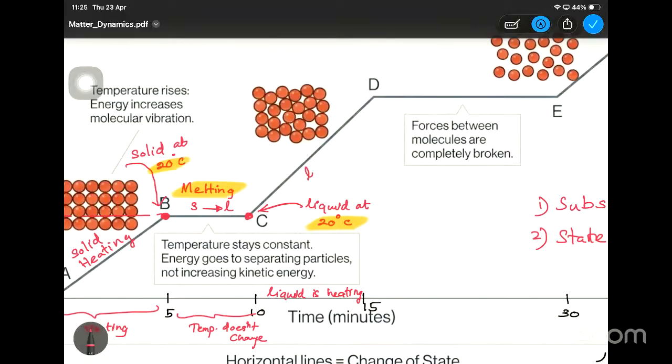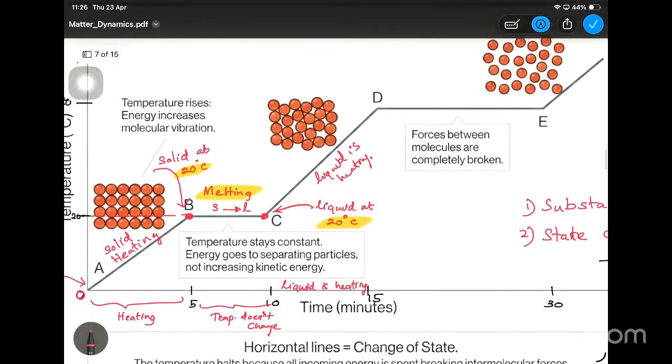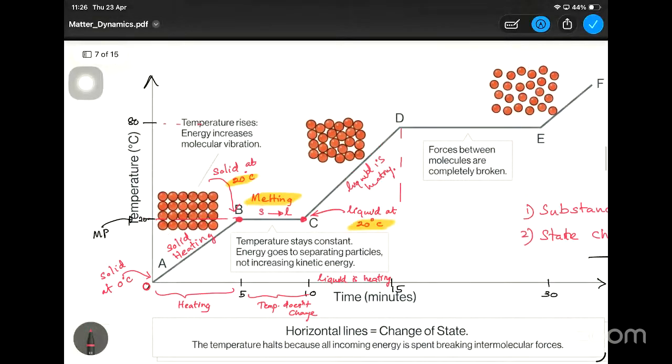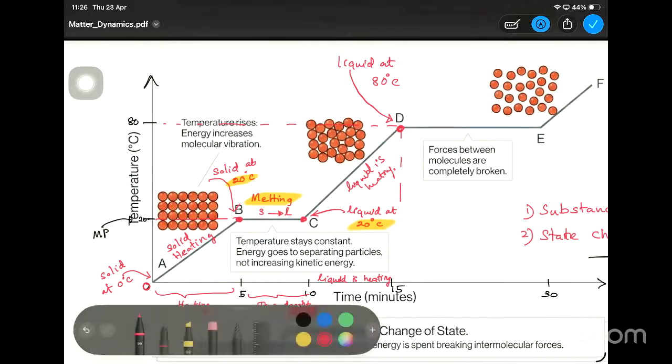So what will happen here? The liquid is heating up to this level, and it reaches point D. Now you have a liquid at 80 Celsius, and at that specific moment you are still providing energy. So now what will happen?